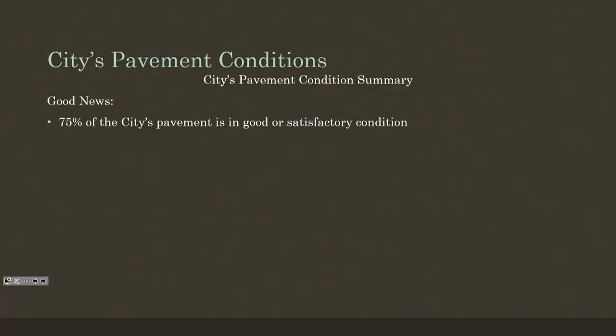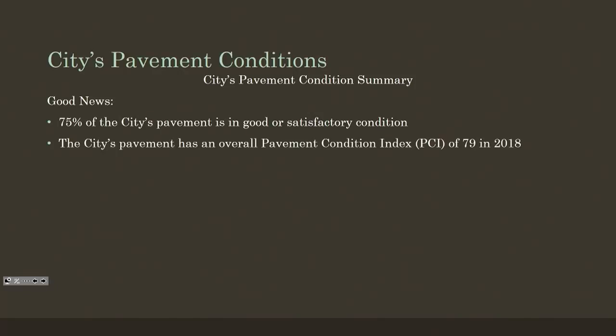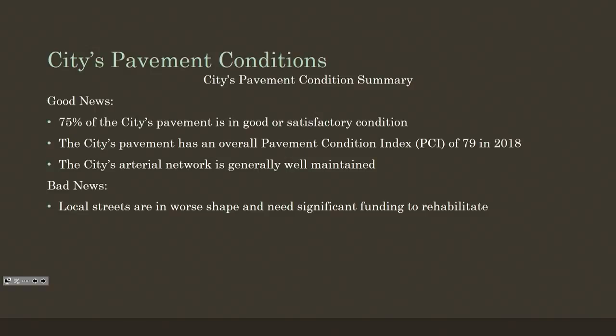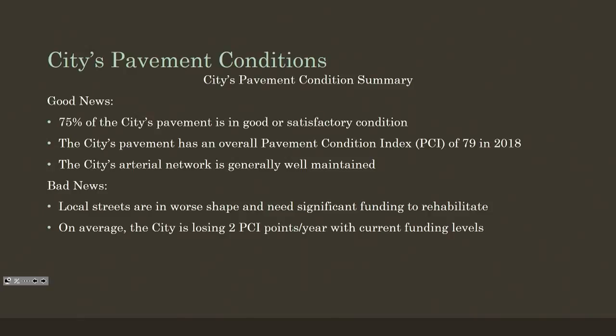So the good news, 75% of our pavement is in a good or satisfactory condition. Our overall pavement condition index is about a 79. Our street arterial network is generally well maintained. Some of the bad news are local streets, where most of our residents live, are in tough shape. We need to dedicate some funding to rehabilitate those. On average, and this is the important part, we're losing about 2 pavement condition index points per year. And that's going to get important as I break down this data a little bit further about what that means. And again, like I mentioned, the majority of our distress is weather-related, lack of sealing.